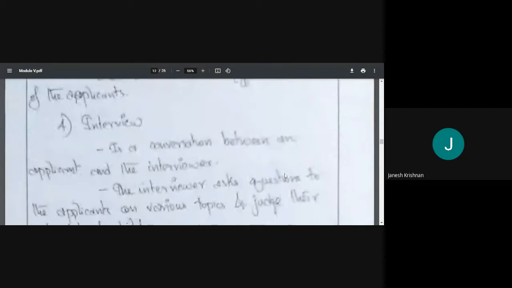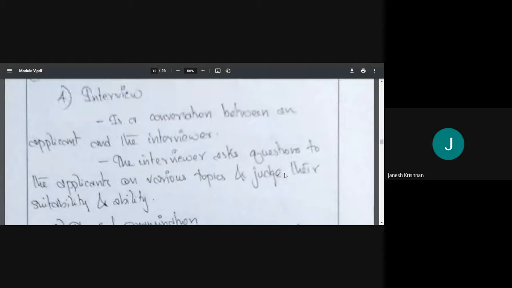So what is an interview? Interview is basically a conversation. Okay, between two persons, an applicant and the interviewer. Normally we say it is a two-person interview. One person will be asking another, but sometimes we'll be having a panel. Okay, three or four or five persons will sit together and they'll question you. Each one will be an expert and they will ask you questions. Okay, so that may also happen.